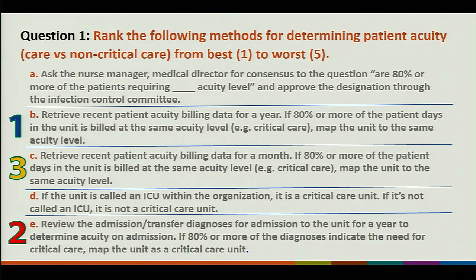If 80% or more of the patient days is billed at the same acuity level, you'll map to that one. Again, not looking at quite as much data or a year there, so that's why it's fallen a little bit farther down the list. Number 4 is ask a nurse manager or medical director for a consensus to the question. And finally, the worst option is if the unit is called an ICU within the organization, it must be a critical care unit, right? Not always the case. So that was our 5th worst.